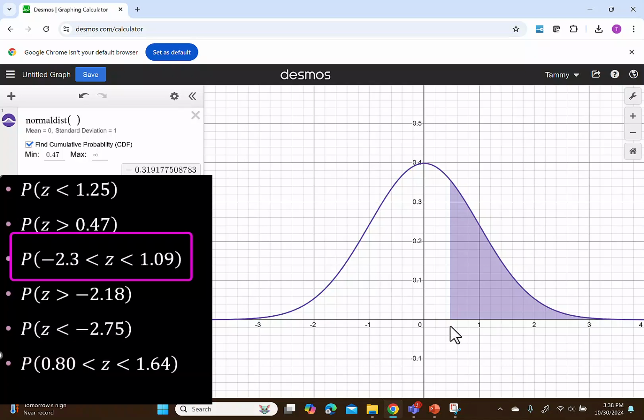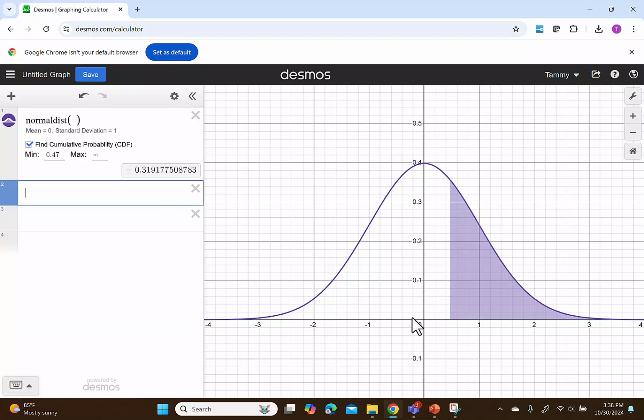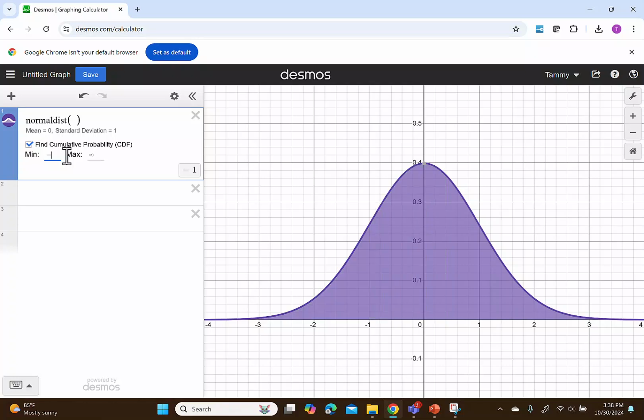I would call that 0.3192. The next one says find the probability z is greater than negative 2.3 and less than 1.09. This time we have a value for both the min and the max. For the min, I'll type in negative 2.3. On the max, I'll type 1.09. Now I have a starting place and a stopping place for my shaded region. The area between negative 2.3 and 1.09 is 0.8514.